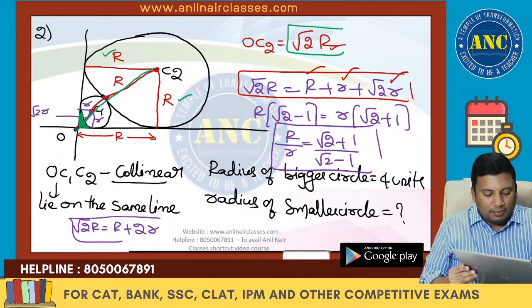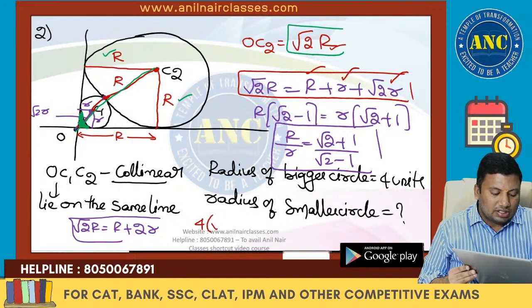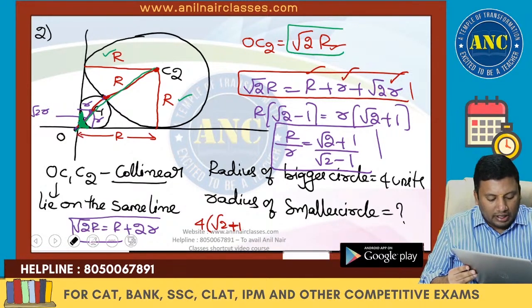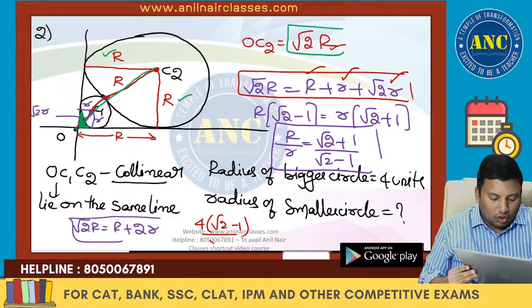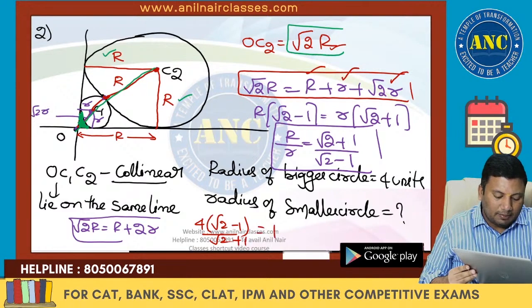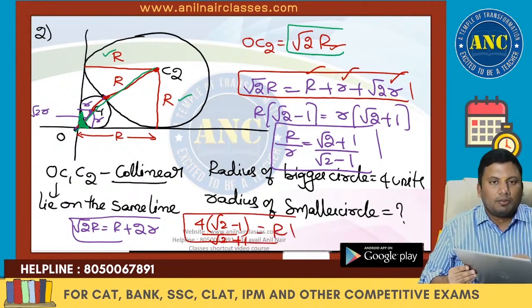So the radius of the bigger circle is the answer: 4 into root 2 minus 1 divided by root 2 plus 1. This is nothing but capital R.